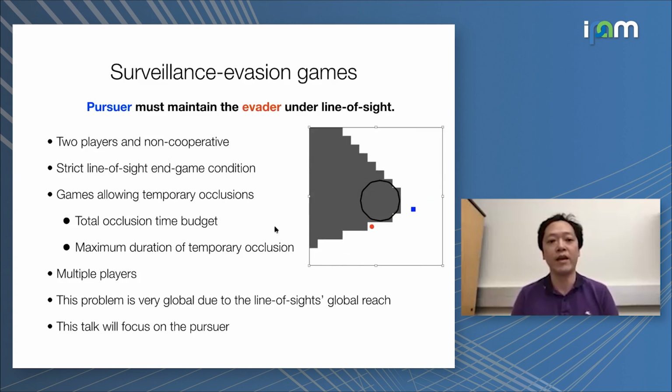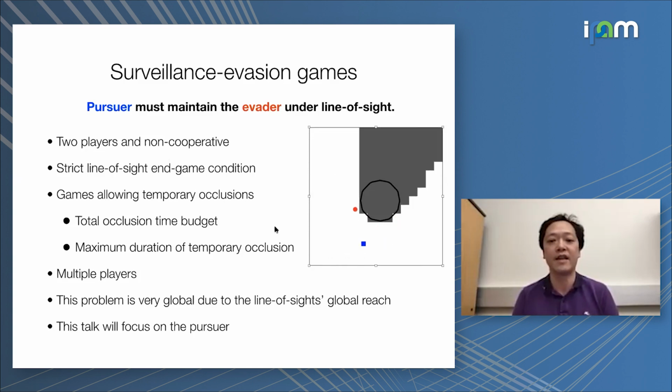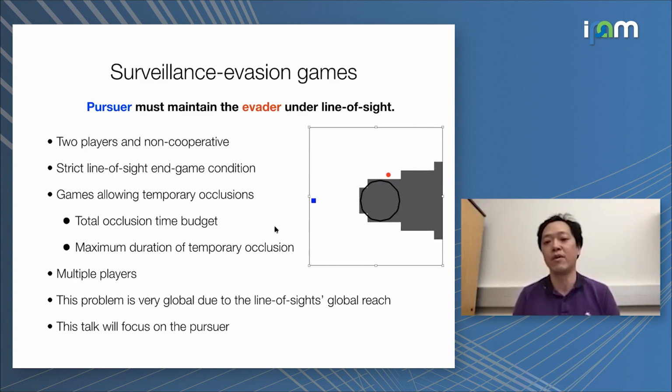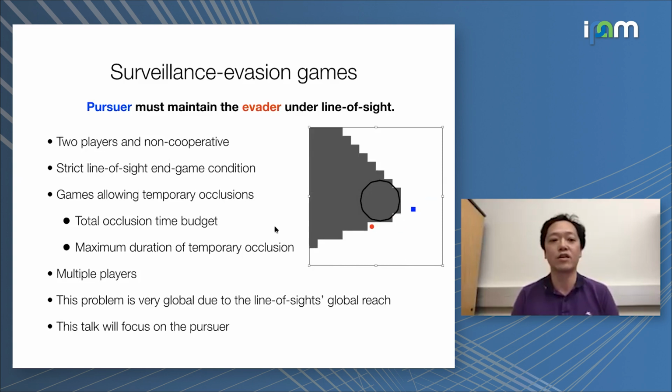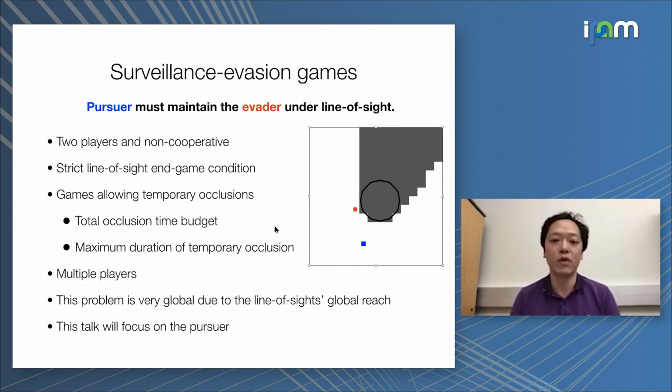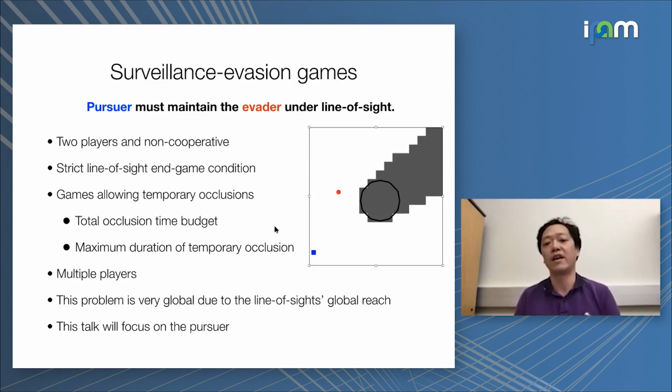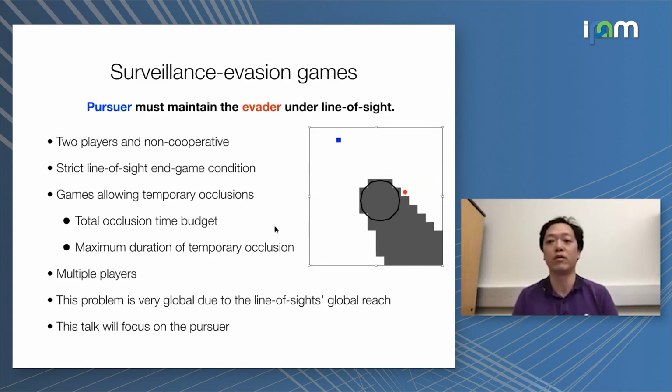They play a non-cooperative game in the sense that the red guy is going to try to vanish from the visibility of the blue guy. The blue guy can manipulate the shape of the gray region in order to keep the red guy under his surveillance as long as possible. We can define a very strict endgame condition: the game ends the moment the red guy gets into the gray region. Then you lose. You can no longer retrieve this guy.